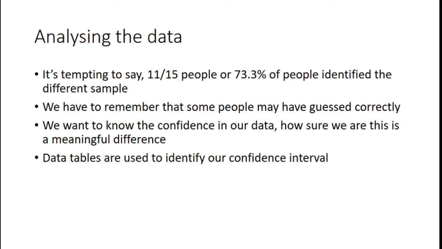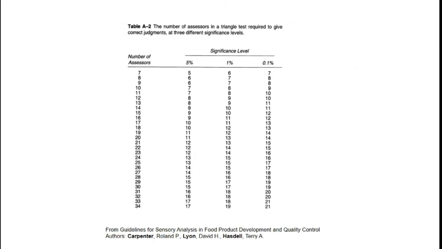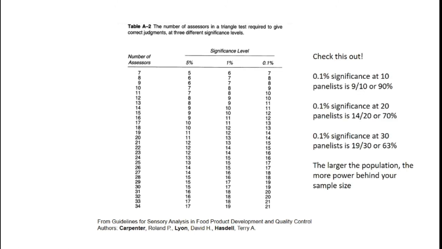So we're going to use some data tables that are provided by a wide variety of different sources. But these triangle test data tables are going to help us understand how confident we are in our data. So this is an example of one of these data tables, and I'm going to parse through what this means. But we already identified that we had 15 people participate, and I think we have 11 people get the right difference. So something worth noting in these tables.